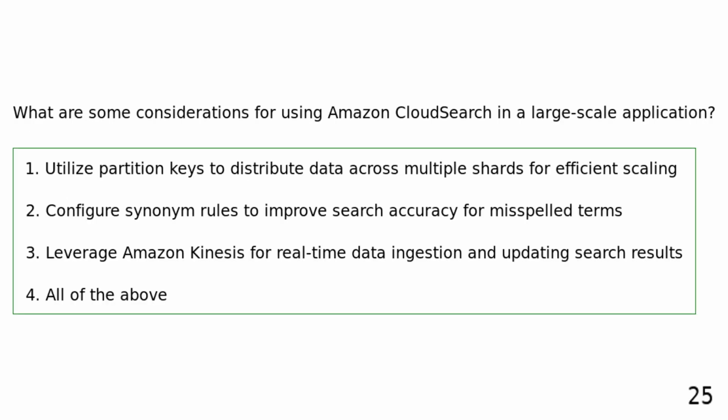What are some considerations for using Amazon CloudSearch in a large-scale application? Utilize partition keys to distribute data across multiple shards for efficient scaling. Configure synonym rules to improve search accuracy for misspelled terms. All of the above. Leverage Amazon Kinesis for real-time data ingestion and updating search results.